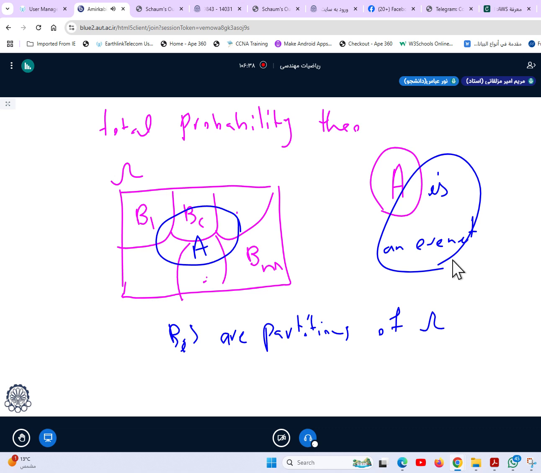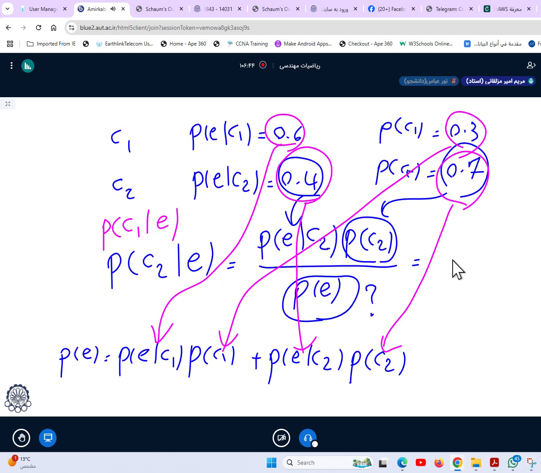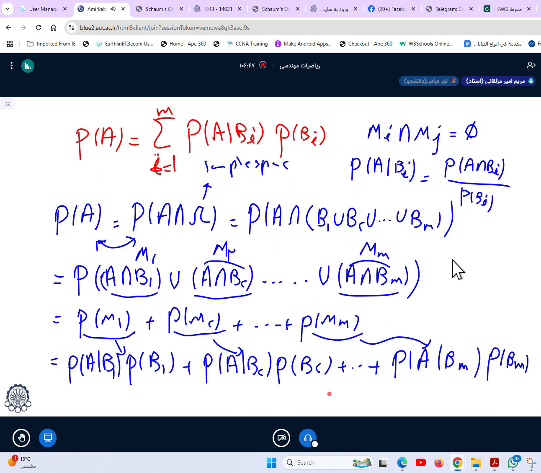Okay, thank you. That's clear. Okay. Here you are. I said that this is the proof of the total probability theorem.